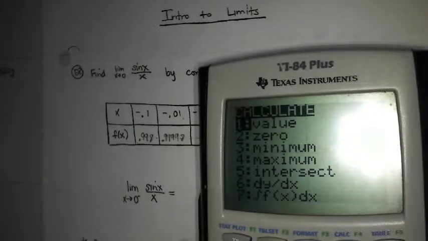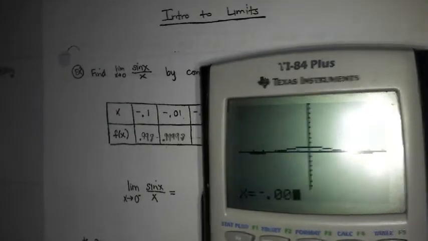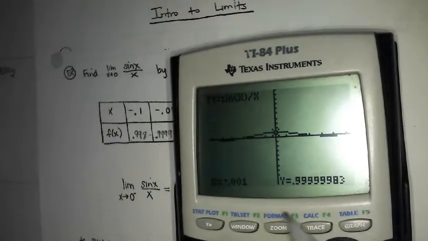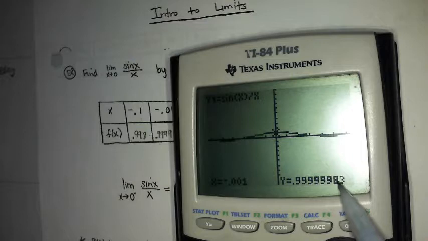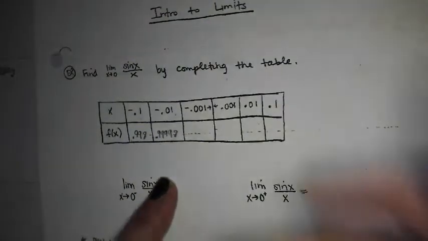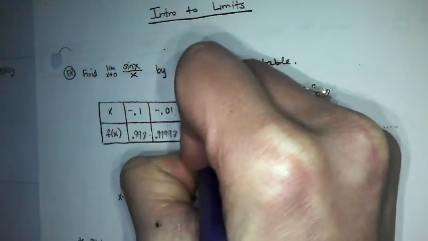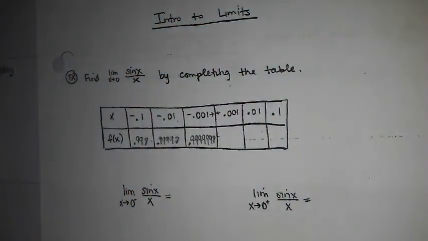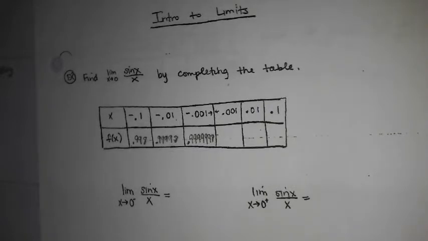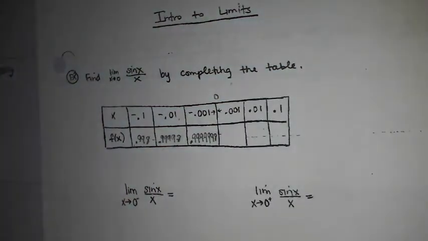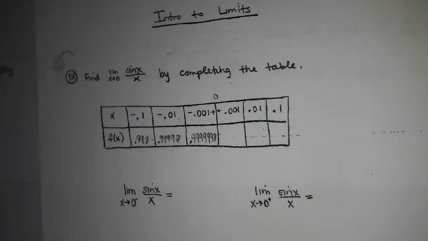Second trace value negative 0.001. And then we have 0.9999998. Oh gosh, 1, 2, 3, 4, 5, 6. 6 of them. Also getting bigger. Seems to be approaching what? Because 0 is going to be right in there. Seems to be getting closer to 1.